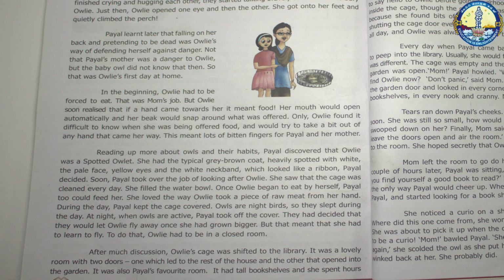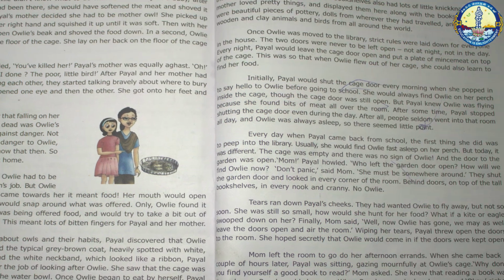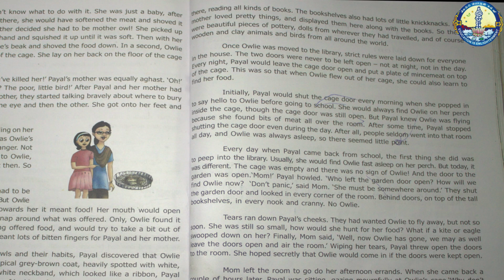To train her to fly, they had to keep Owlie in a closed room. So they chose the library with 2 doors. One door led to the rest of the house and another into the garden. Payal used to read all kinds of books in her favorite library room. The bookshelves also displayed beautiful pieces of pottery, dolls and wooden and clay animals and birds from all around the world. Once Owlie was moved to the library, it was decided by Mom and Payal not to leave the doors open.